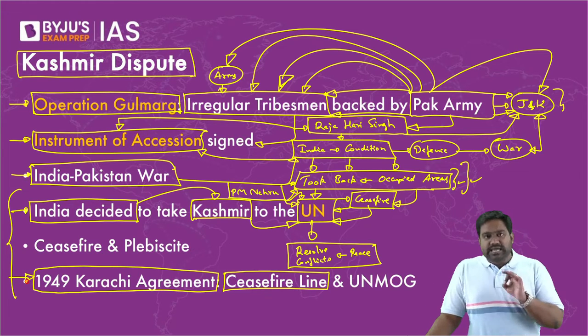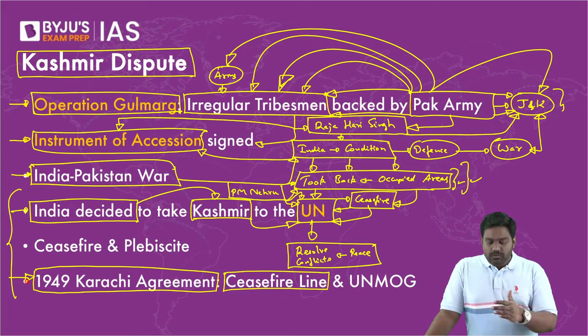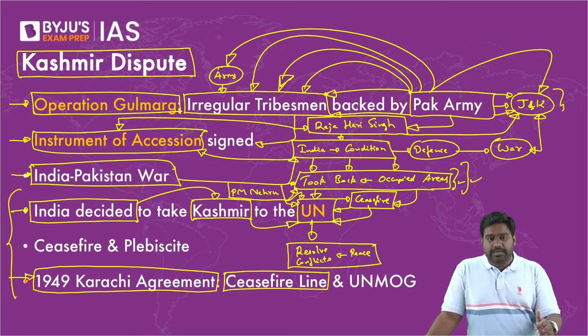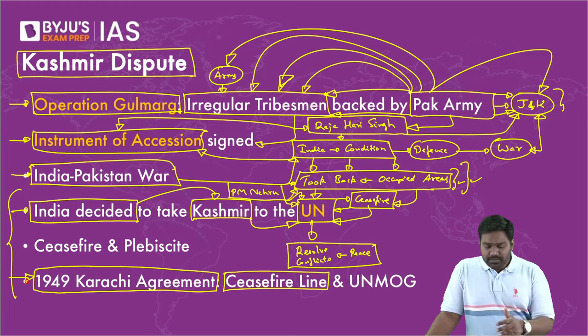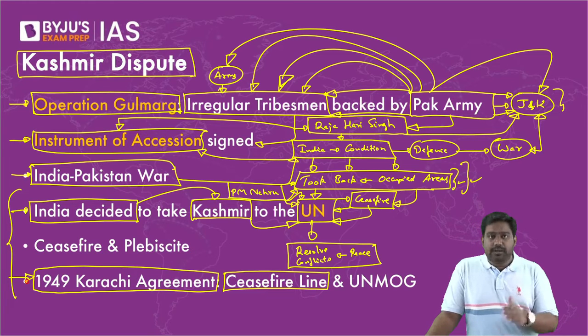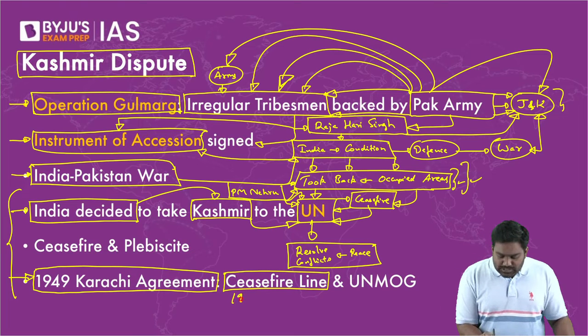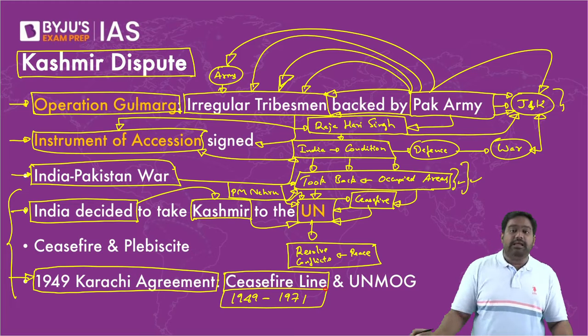Even today, it's the same positions that we hold. When ceasefire was called in 1947-48, which ended the 1947 war, the first war, it is the same exact position India and Pakistan hold even today. This was called the ceasefire line through the Karachi Agreement. It would remain the ceasefire line from 1949 till 1971.